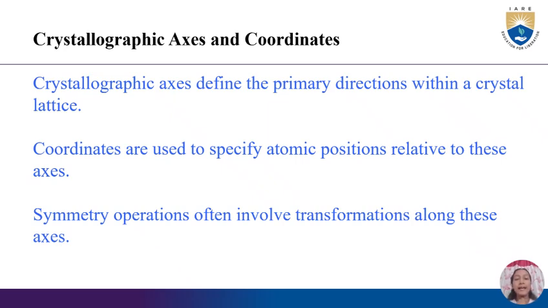Crystallographic axes and coordinates. Crystallographic axes define the primary directions within a crystal lattice. Coordinates are used to specify atomic positions relative to these axes. Symmetry operations often involve transformations along these axes.